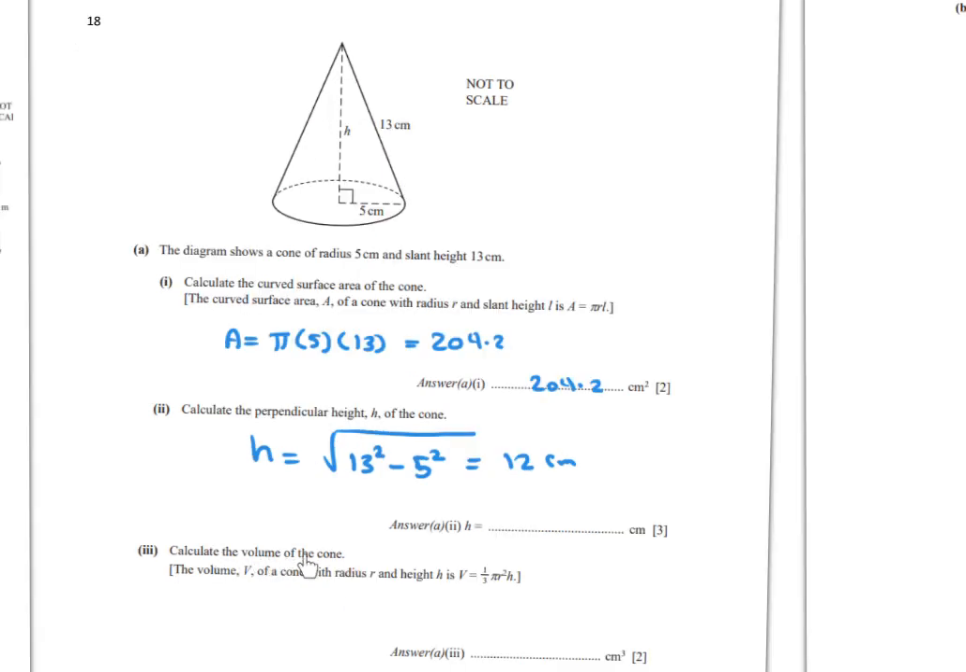Now calculate the volume of the cone. The volume of the cone is 1 over 3 πr² times height. So 1 over 3 π times 5 squared, times the height, which is the perpendicular height, 12. So the answer is 314.16 to 2 decimal places.